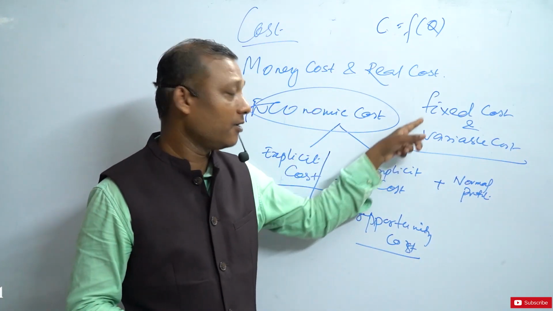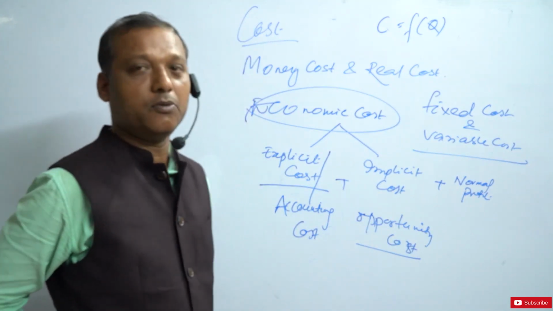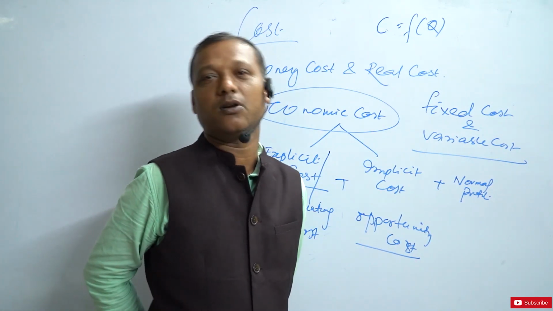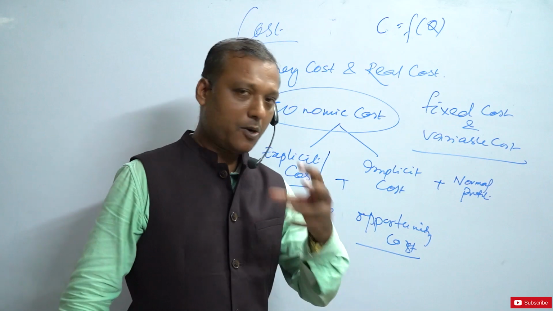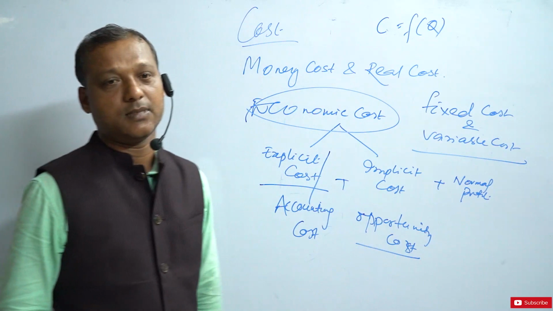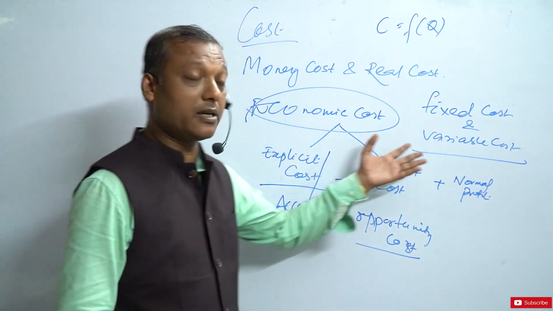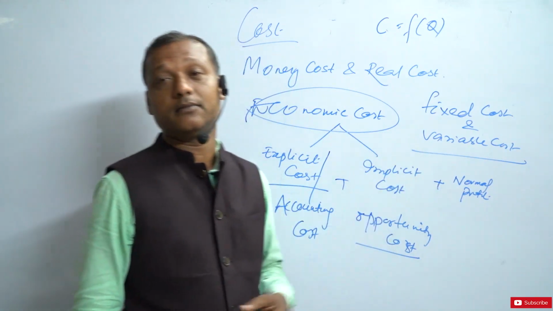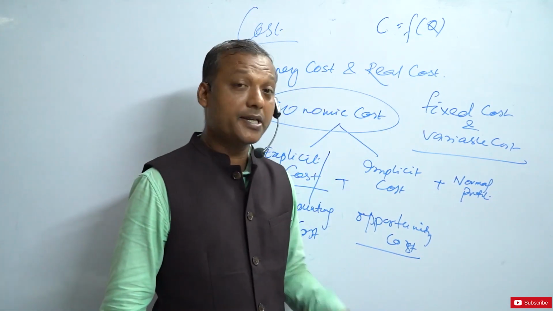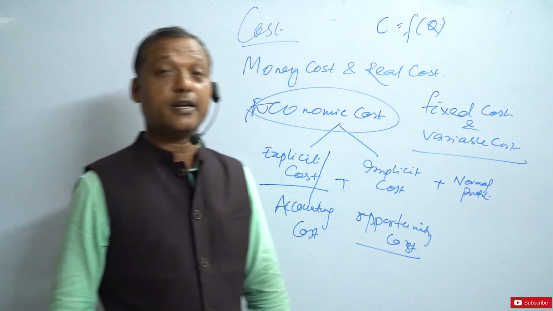Now we will discuss fixed cost and variable cost. From the time point of view, we can distinguish cost under 2 heads: short run cost and long run cost. When you talk about short run cost, there comes the actual meaning of fixed cost and variable cost. It is important to understand them. Many times this question comes, and I can say it is a very important question for all your examinations. Fixed cost and variable cost. This is the point where we start the discussion about cost.